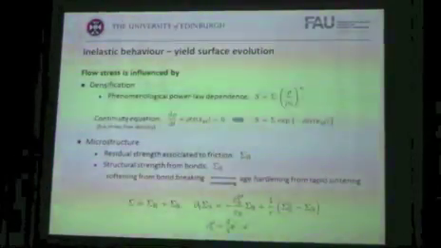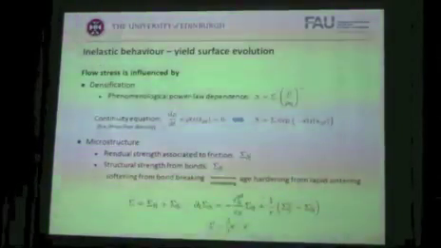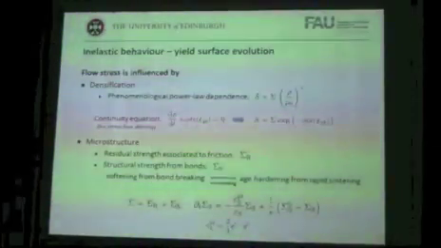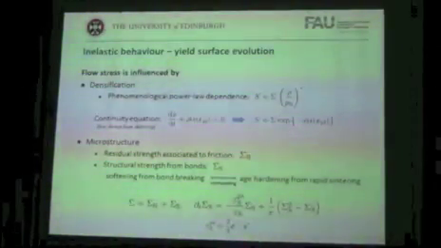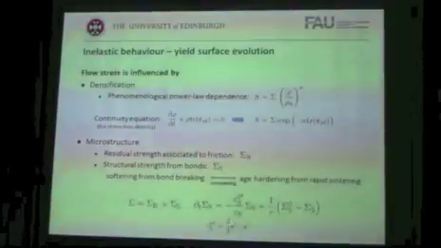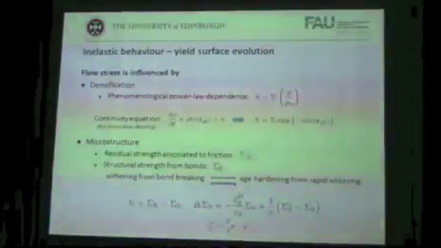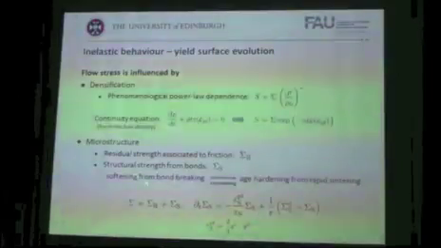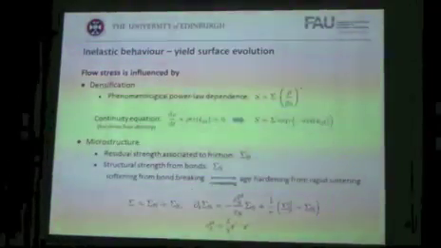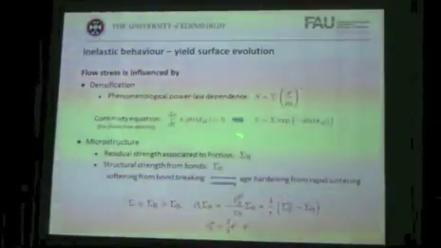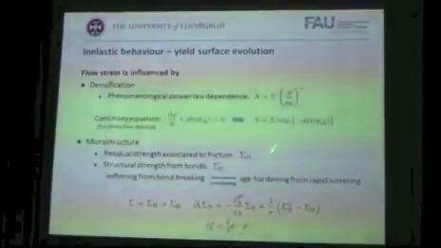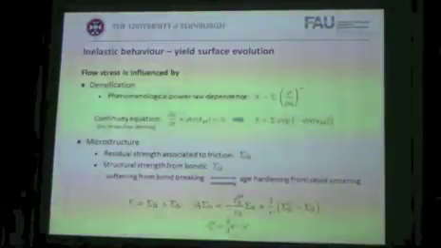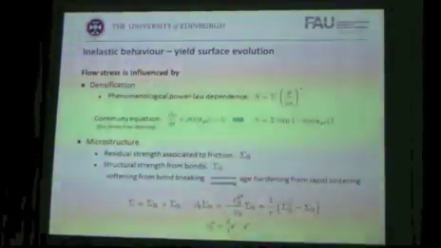So for the yield surface evolution, this is the really interesting thing here. We consider two things. We observe that the flow stress is influenced by, first, the densification of the material, but also the microstructure. For the densification, one can obviously see that when we compact the material, it's getting stronger. And this is also what one can phenomenologically observe. There's a power law dependence which was carried out in experiments, and using the continuity equation for the stress free density here, we get the dependence of the yield stress on the compaction, or the densification.